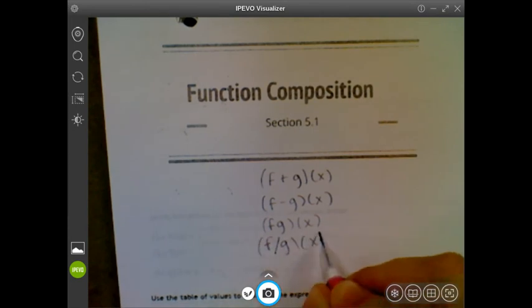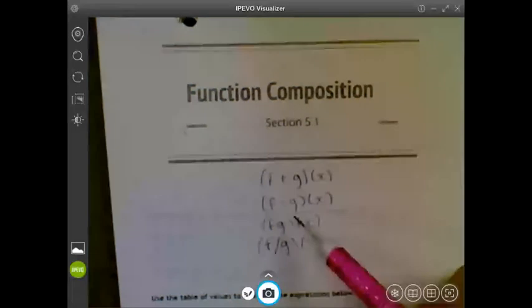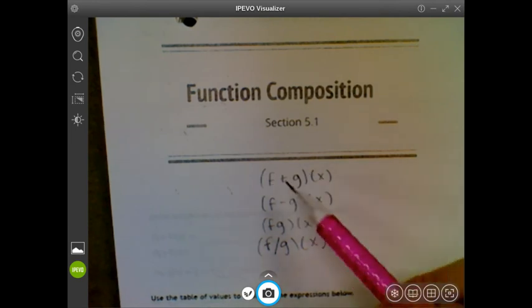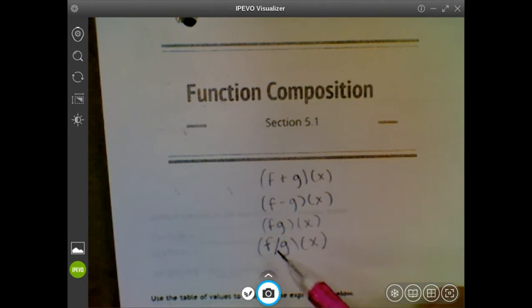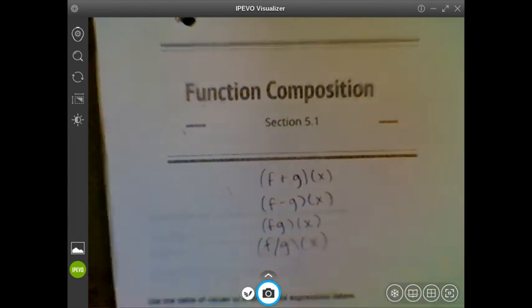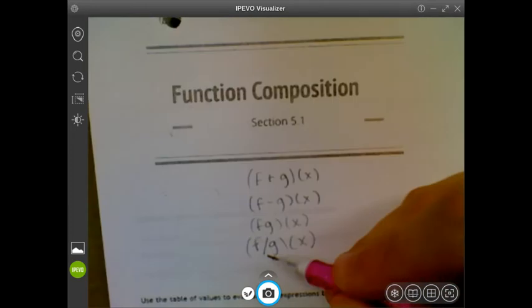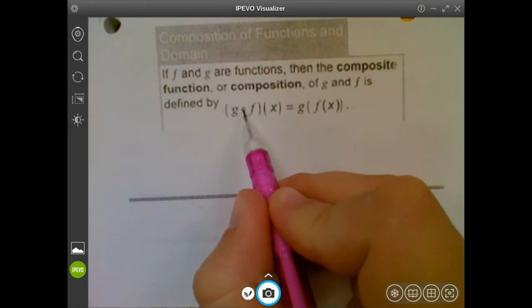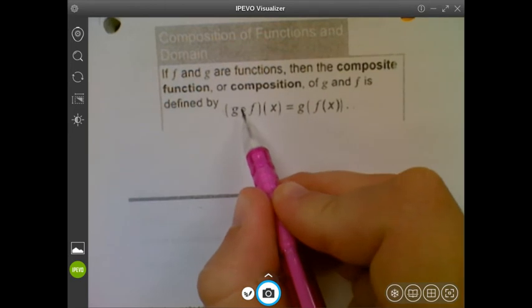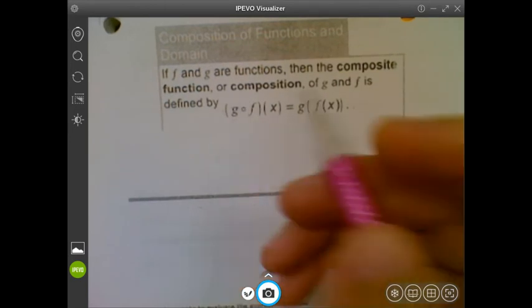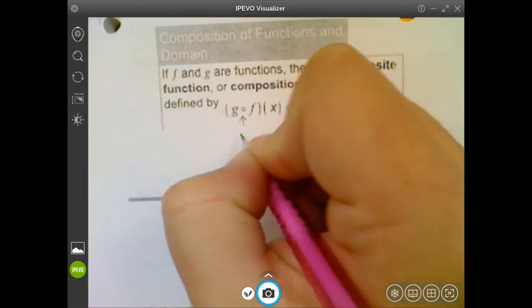This function composition is actually very similar in nature, where you're going to have multiple functions and you're going to do an operation with them, except it's not add, subtract, multiply, or divide. Function composition is a substitution. You're putting one of your functions into the other function. Instead of an add, subtract, multiply, divide symbol, you're going to see this little open circle, and that will represent the word "of."